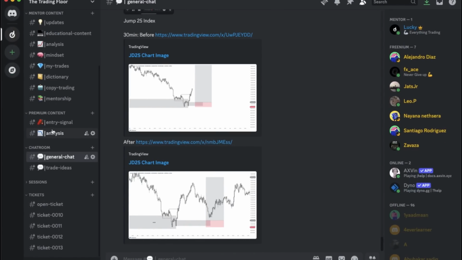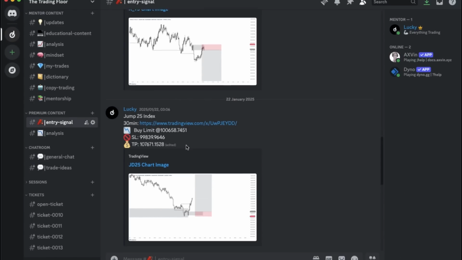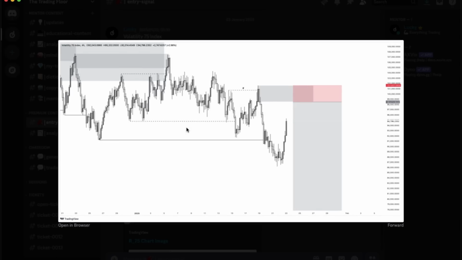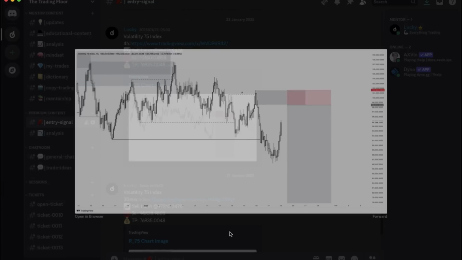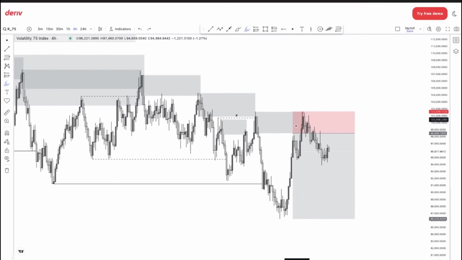and I even shared it on my entry signals, right? So as you can see, this is the entry signal. So I've analyzed this beforehand. So as you can see from here, we have been tagged. Price almost took us out.